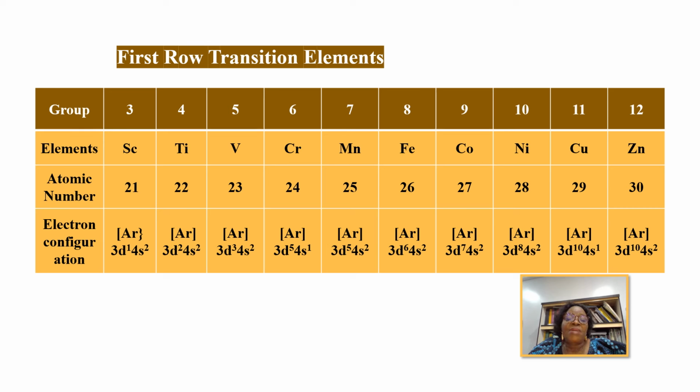The atomic numbers are shown on the board. Atomic number increases from group 3 to group 12. Scandium 21, titanium 22, vanadium 23, chromium 24, manganese 25, iron 26, cobalt 27, nickel 28, copper 29, and zinc 30. Their electronic configuration also increases.